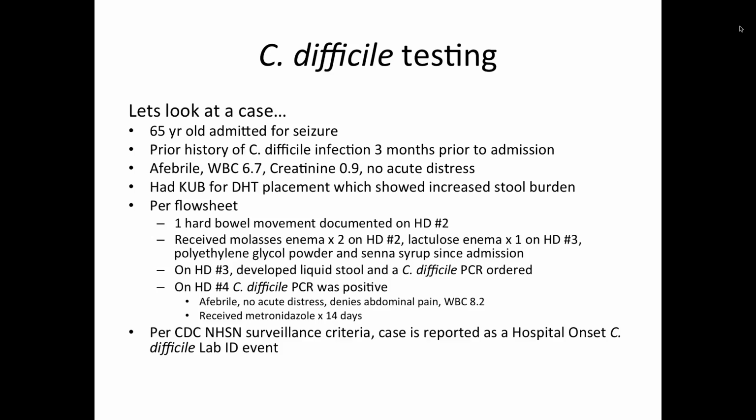Upon review of the flow sheet by, let's say, the infection preventionist nurse, there was documented 1 hard bowel movement on hospital day 2. The patient received a molasses enema times 2 on hospital day 2, a lactulose enema times 1 on hospital day 3, polyethylene glycol powder, and Senna syrup as well on each hospital day since his admission. On hospital day 3, he developed liquid stool, as one might expect, and a C. diff PCR was ordered. That C. diff PCR was obtained on hospital day 4. That was positive. He was afebrile with no acute distress. He denied any abdominal pain, and his white count was technically normal at 8.2. He was prescribed Flagyl for 14 days.